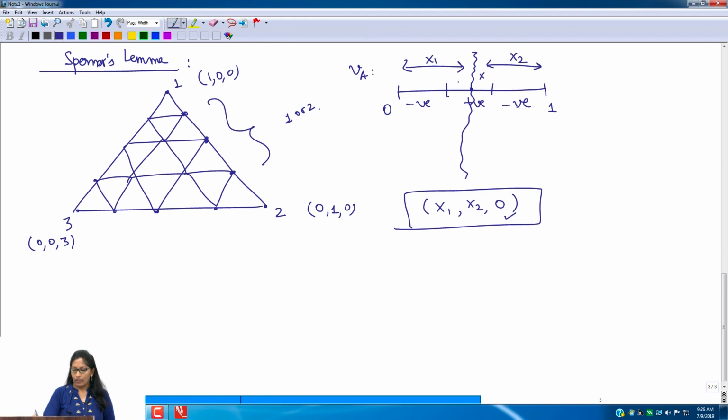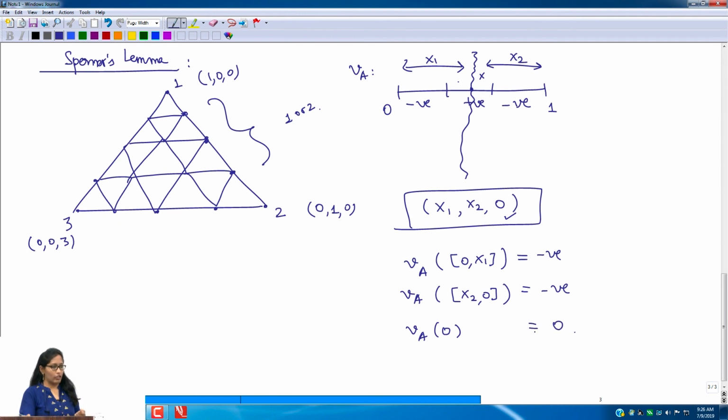But it's possible that the valuation for this particular agent for, let's say, 0 to x1 is negative. And again, the valuation for this agent for x2 to 0 also sums up to be negative. But the valuation of the 0th piece is 0, right? So if I go to that particular agent, let's say he's the owner of this particular vertex, and this is this particular x, and I ask him, what is the piece you prefer here? What do you think he will answer? Which piece does he prefer the most at this particular cut?